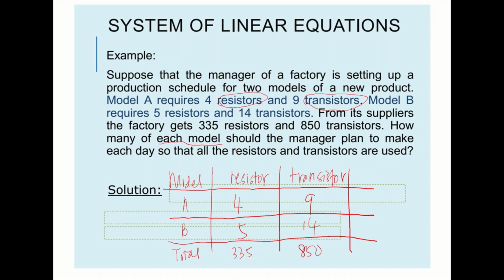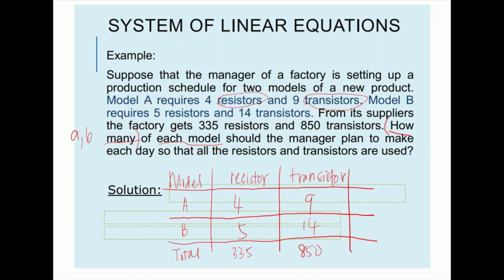So now from the table, we have the information. What do we want to find? We want to find how many. You can see here the word how many. It means that they are unknowns. So we can set A for model A and B for model B. Of course, you can use X and Y. It doesn't matter.